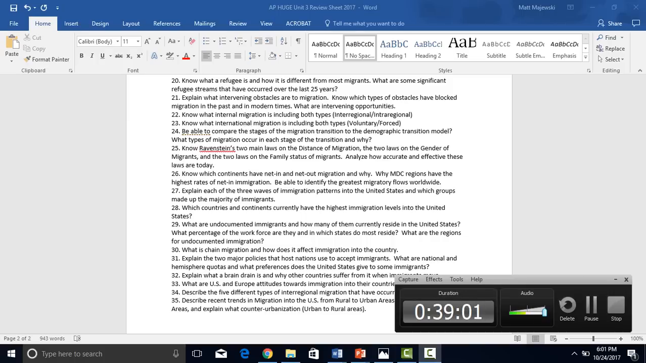Number 30, what is chain migration? How does it affect immigration into the country? Okay, chain migration is when migrants follow previous family members or close friends who moved to a location before them. It leads to ethnic clustering. It leads to ethnic neighborhoods or states, or cities, I should say, or even entire counties or states where one immigrant population is clustered. So it leads to places like Little Saigon.